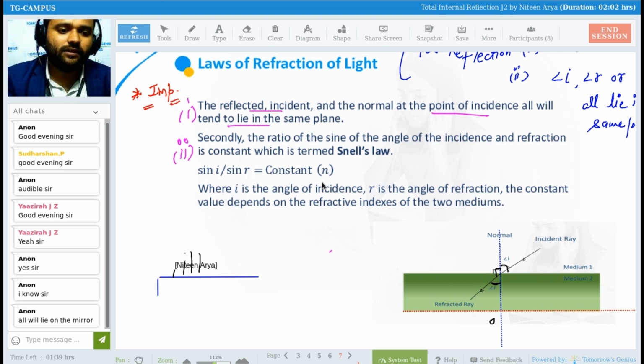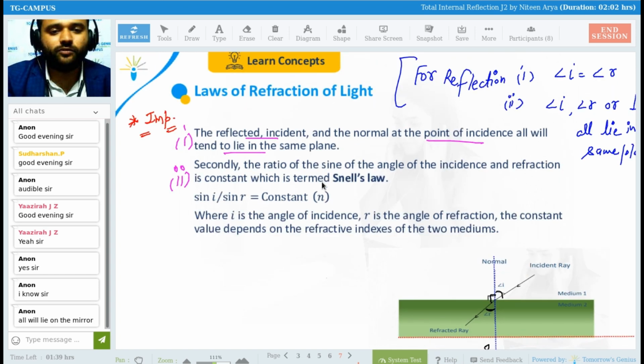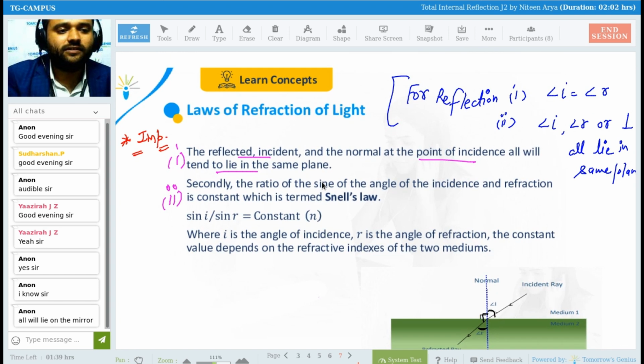The second law states that in the refraction process, for a specific medium, or you can say for a fixed medium. Medium means medium here, not television media. The second law states that the ratio of the sine of the angle of incidence and refraction is constant, and that is termed Snell's law. That is important, because of that we can prove so many things.